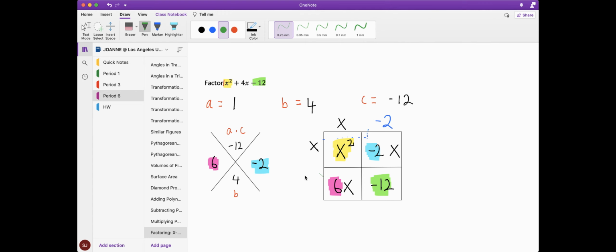Let's fill out right here. Over here, x times something has to give us 6x. So x times what is going to give us 6x? 6. Right? Because 6 times x is 6x. And then lastly, you double check. 6 times negative 2 gives us negative 12. So then we know this is correct.